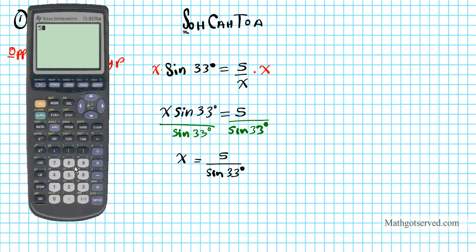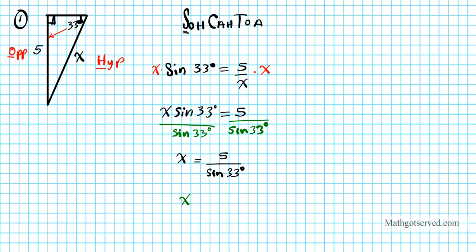So what we're going to do is compute 5 divided by sine 33, and the answer is 9.18. Okay, so x is approximately 9.18, and we can put it in our triangle. All right, so there you have it. All right, let's move on to question number 2.